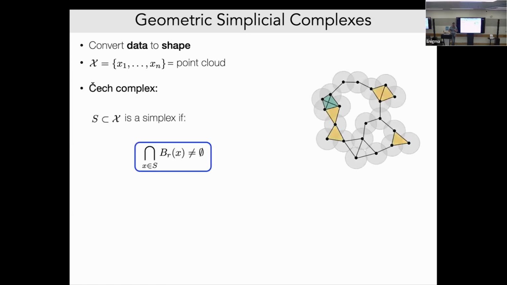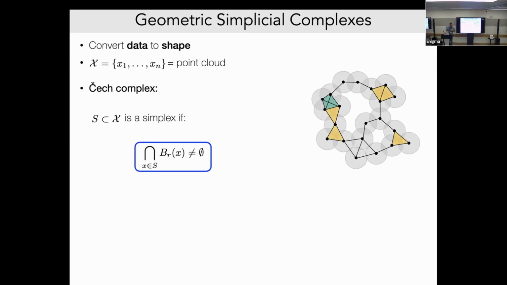One construction is called the Čech complex, where we place simplices according to intersections of the balls. So two balls intersecting will produce an edge. Whenever we have three balls intersecting, that would be a triangle. When we have four balls intersecting like here, that would be a tetrahedron and so on. So we have a simplicial complex.